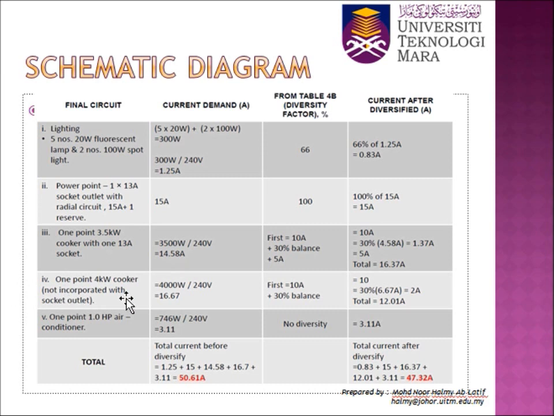Okay, next, 1 point of 4 kilowatt cooker not incorporated with the socket outlet. From the table, it says that if the cooker is not incorporated with socket outlet, you only add 30% of the balance. No need to add the 5 ampere. So next, for aircon, 1 point of 1 horsepower aircon, from table 4B it states that there is no diversity, so you maintain the current demand as the current after diversify. Okay, and next you total up, and then you get the total current after diversity and before.